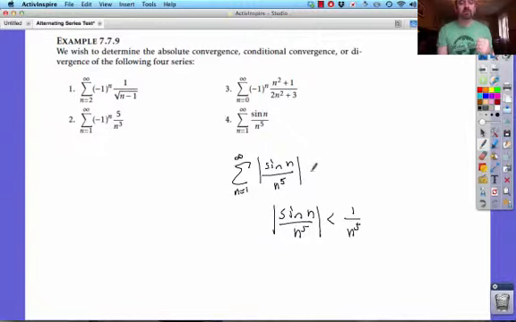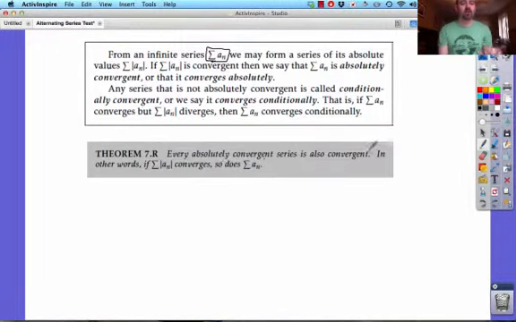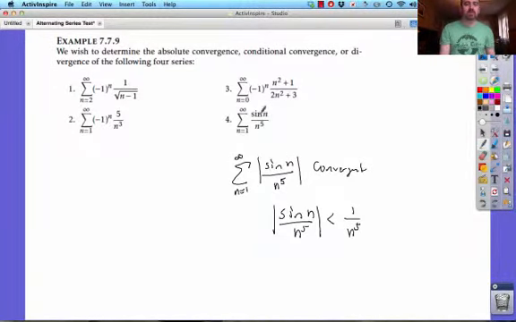So since the absolute value of the series is convergent, by this theorem, theorem 7.R, every absolutely convergent series is also convergent. Since the absolute value of this series is convergent, we call it absolutely convergent. What that means is that the original series is convergent. This is convergent, and it's also absolutely convergent. So absolute convergence is stronger. If you can get absolute convergence, you automatically have convergence. If you ever take the absolute value of a series and find it converges, that's enough to show the original series converges too. We call that absolutely convergent.